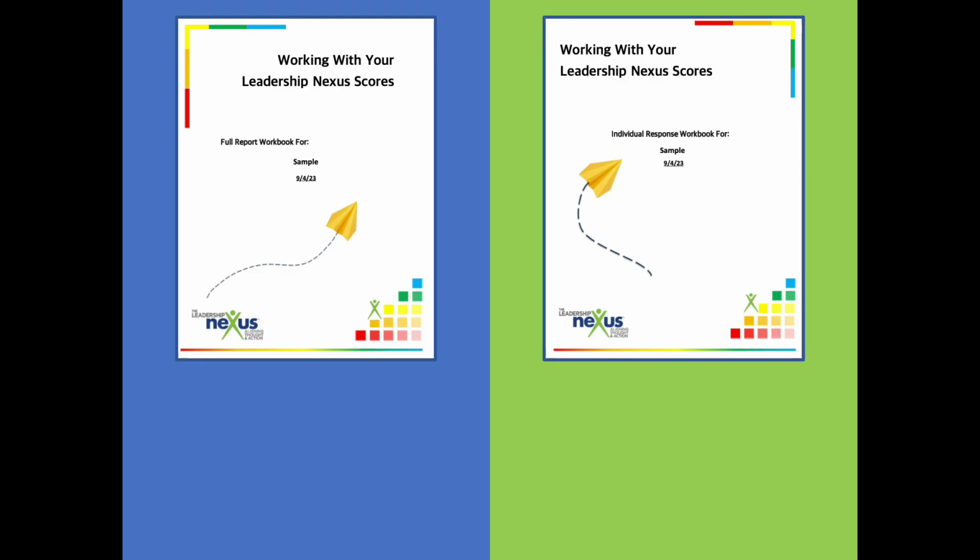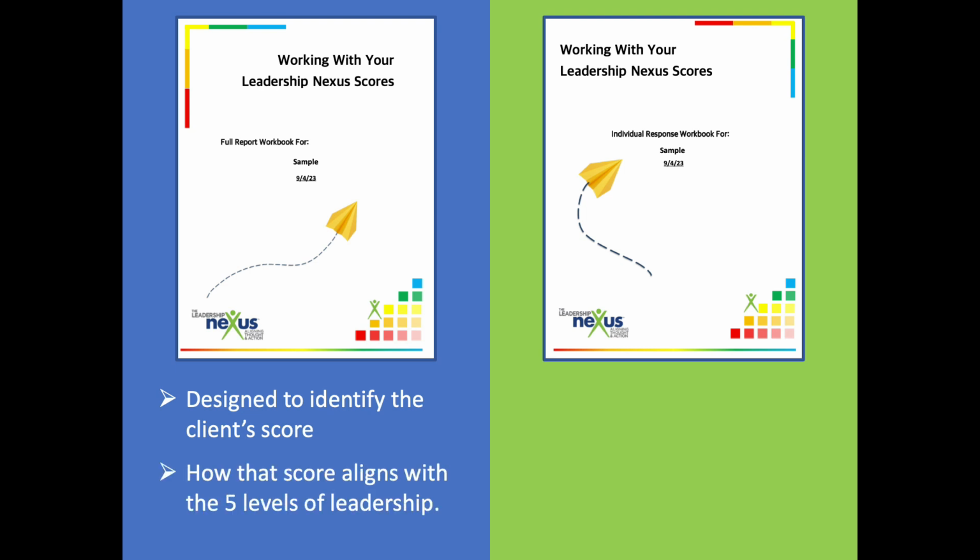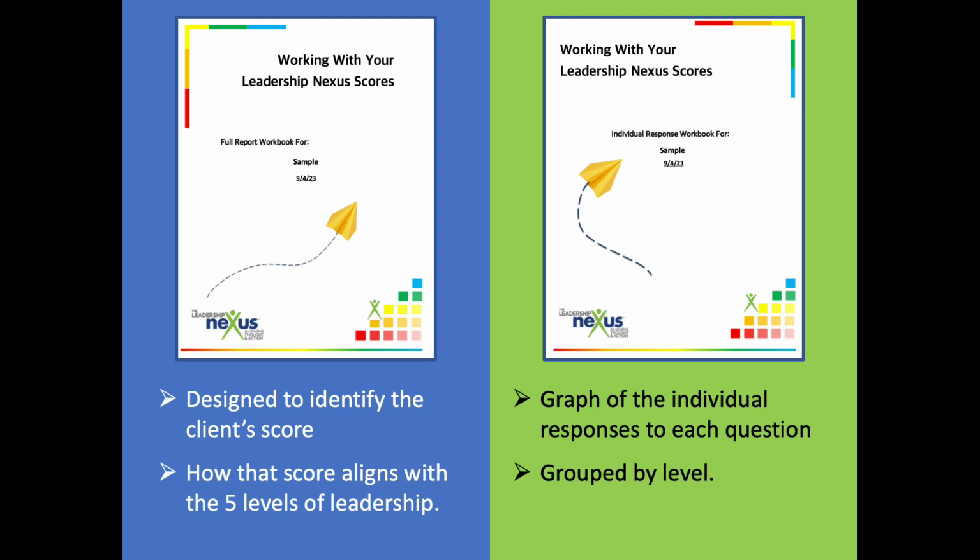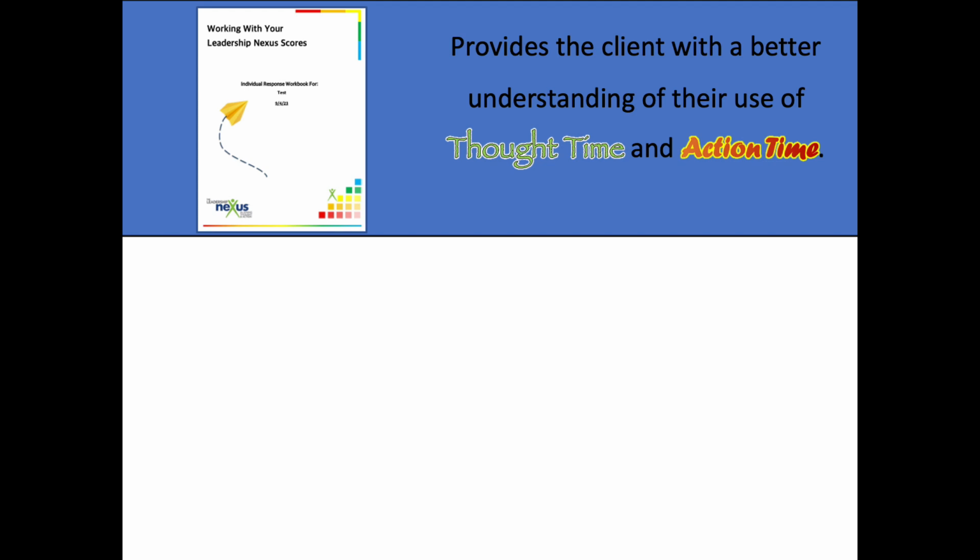While the full workbook is designed to lay out the client score and how that score aligns with the 5 levels of leadership, the Individual Response Workbook is intended to provide both the client and the coach with a graph of the responses to each question. The responses are then grouped by level. You can use this report in conjunction with the full workbook to provide the client with a better understanding of how they are currently using their thought and action time.